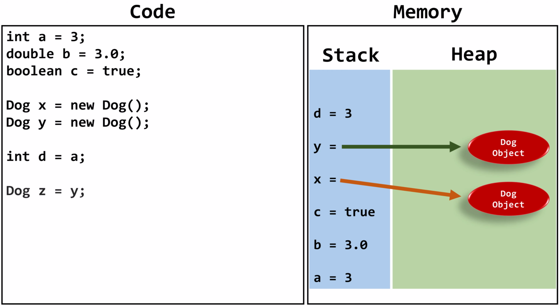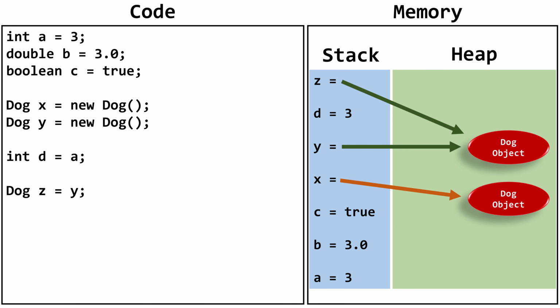Now let's create a new dog type variable z and assign it the value of y. Z is created and we copy the stack's value for y and assign it to z. Notice that we copied the pointer, not the object. When we set one variable equal to another variable, we always copy the data on the stack. But z's pointer and y's pointer have the same value because they are pointing at the same location on the heap. X's pointer has a different value because it's pointing to a different location on the heap.